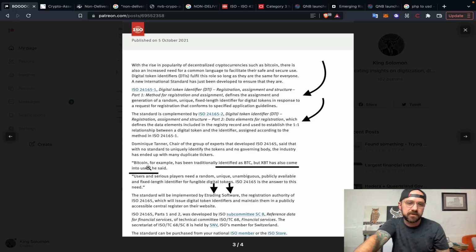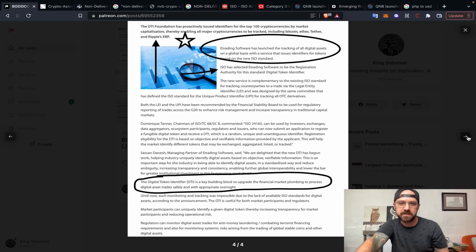So down here, they're talking about Bitcoin, for example, has been traditionally identified as BTC, but XBT has also come in handy. Now, ISO 24165 that deals in crypto, this standard is being implemented by an organization called E-Trading Software, the registration authority of that ISO framework, which will issue digital token identifiers and maintain them in a publicly accessible central registry on their website.